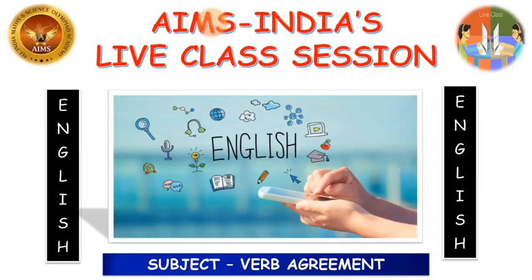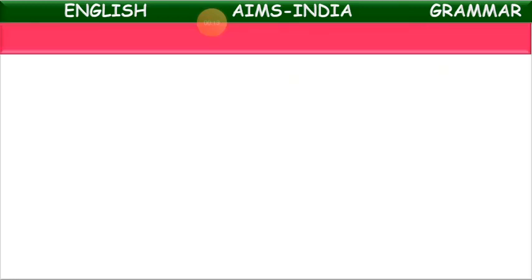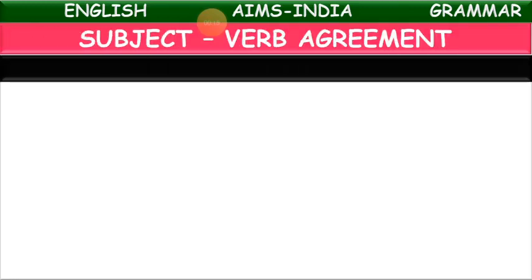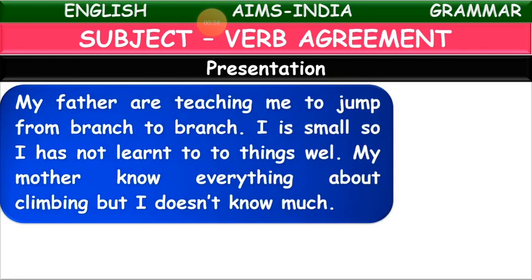So today in our English grammar, we are going to learn about subject and verb agreement. Clear children? So today our topic is subject and verb agreement. So what is a subject? First of all, what is a subject? About whom we are talking. Then what is a verb children? The action which is done by the subject.